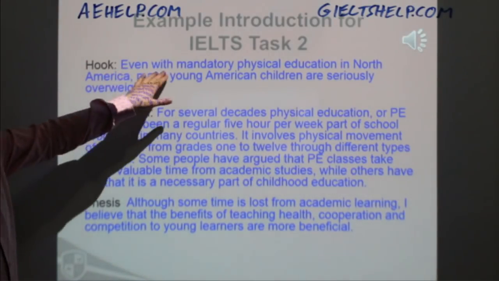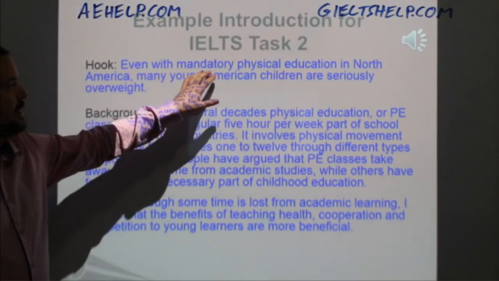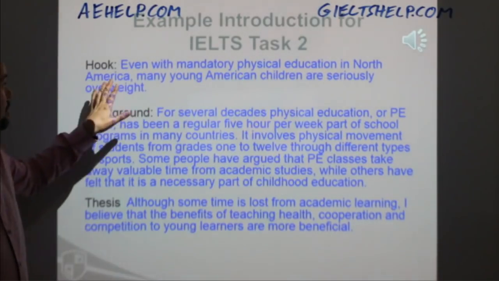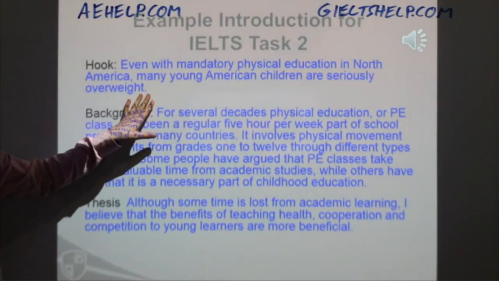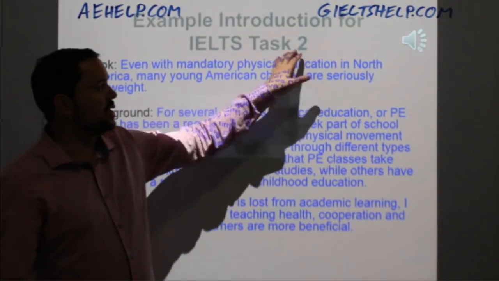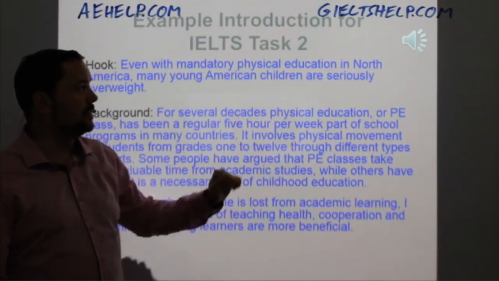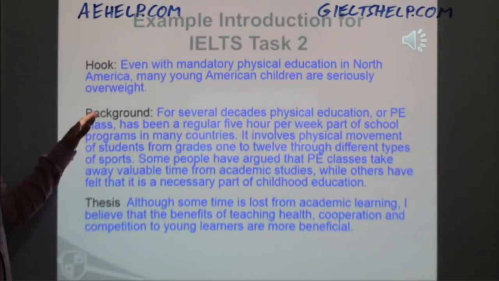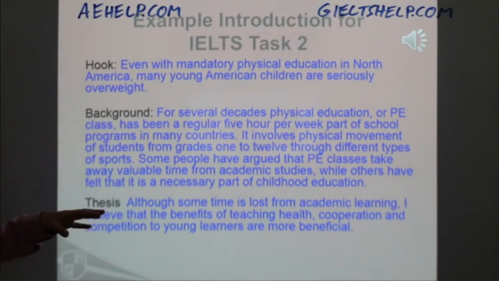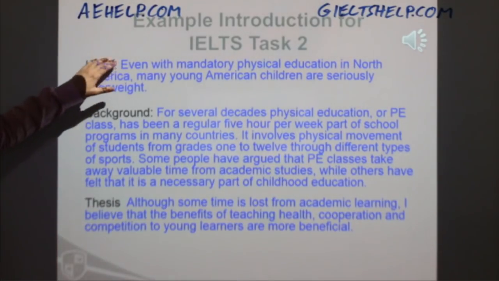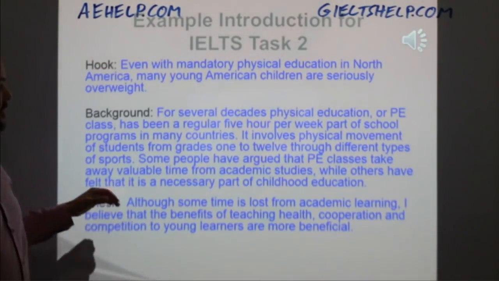Even with mandatory physical education in North America, many young American children are seriously overweight. Physical education is the subject of this question, it's the topic, and it's included in the hook. Then the background. Now, please, ladies and gentlemen, when you're writing your task 2 essay, you don't need to write the word hook or background, and you don't need to separate these. This is one paragraph, okay?